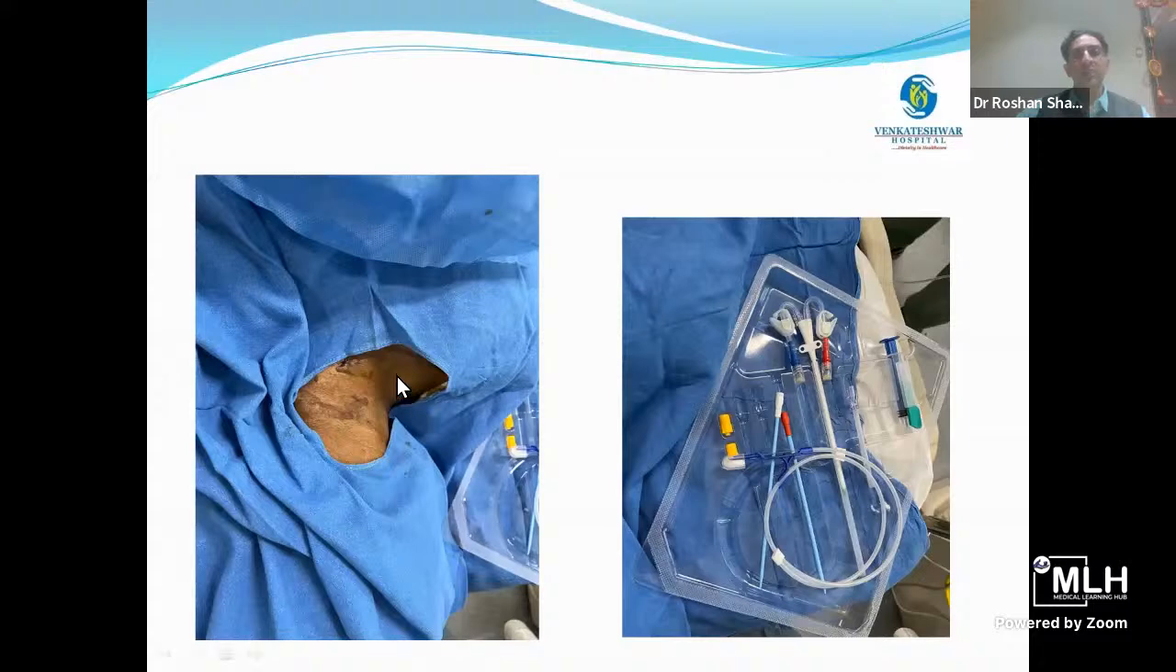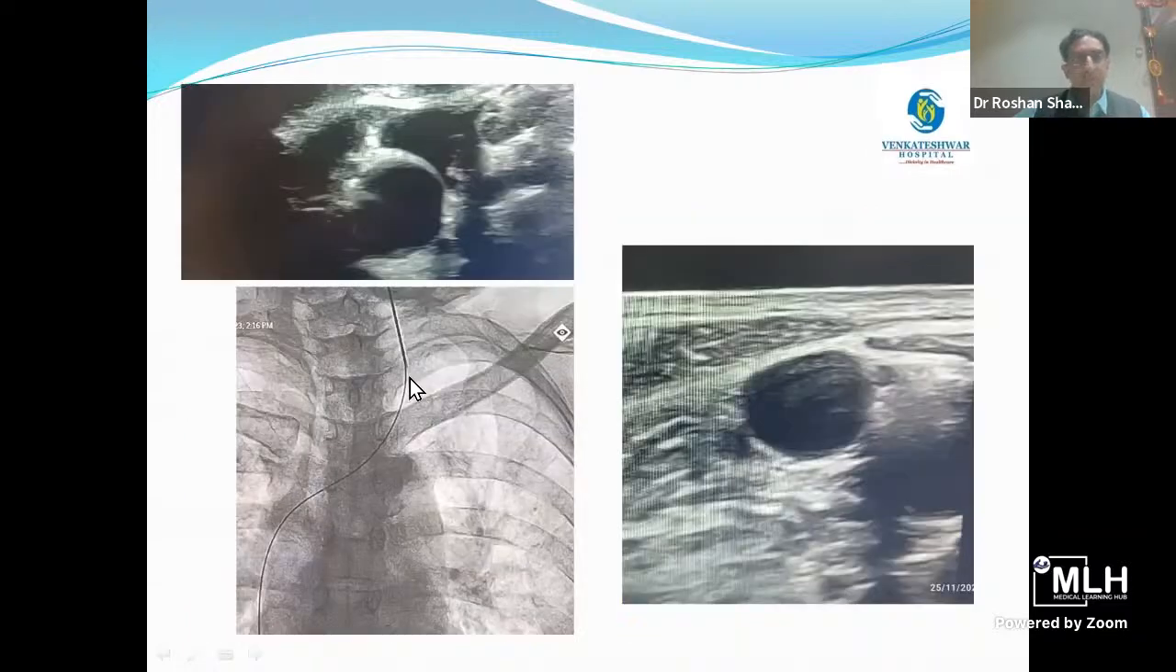And right IJV is the most preferred route for placement of SD catheters and central venous access. So this is a case, the patient is positioned, and this is the kit. We generally work under ultrasound guidance; I'll show it in the next slides.